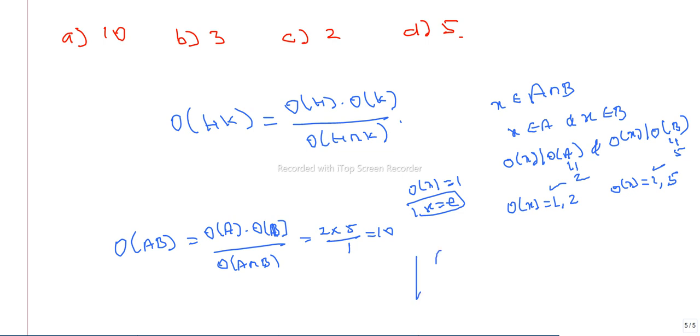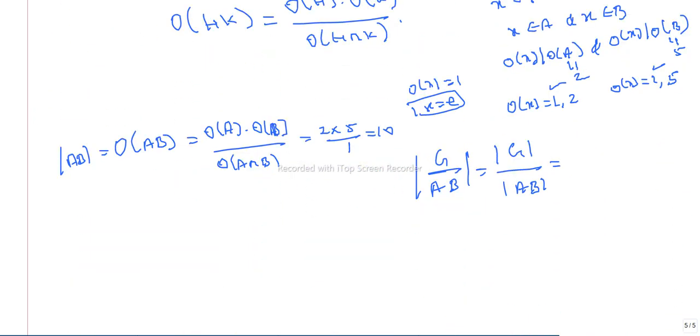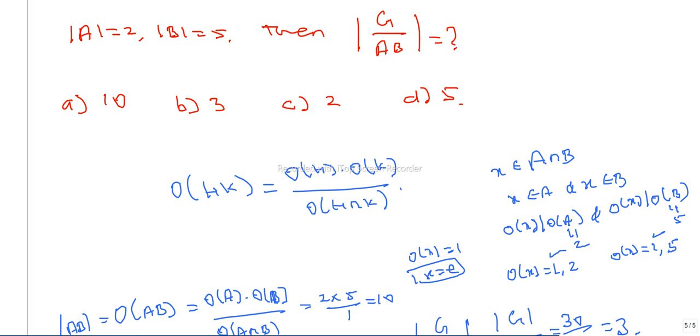Now what is the order of G by AB? G is a finite group, therefore we can directly write order of G by order of AB, or cardinality or order. We can use any notation, both are the same. It's given that this is actually, sorry, 30. The group order is 30, the product order is 10, therefore totally 30 by 10 is 3. Therefore the answer should be B.